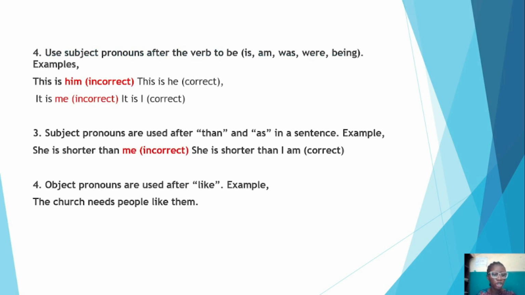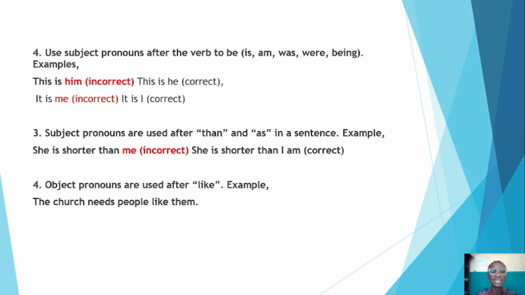It says, use subject pronouns after the verb to be. Now look at verb to be. We have is, we have am, we have was, we have were, we have been. So you can't say this is him. No. We use subject pronouns after the verb. Him is an object pronoun, so we say this is he.